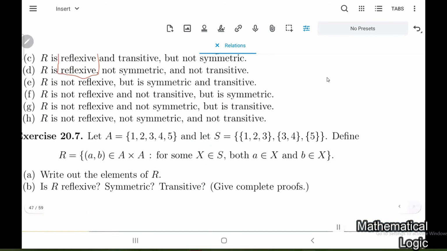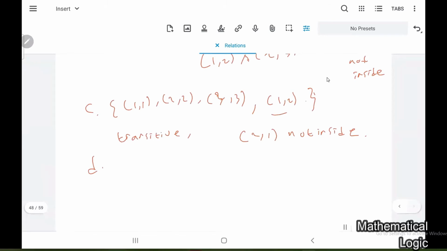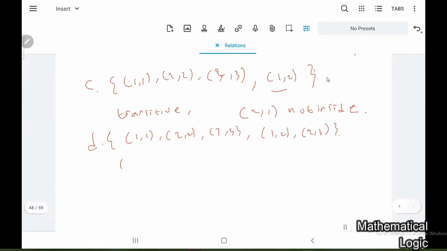And next, for D: reflexive, not symmetric, not transitive. So we just try to add one more from point C: 3,3, and then 1,2. Maybe we can add more, to make it not transitive, right? So we can add more to 3, maybe. From here, we know that 2,1 is not inside, so it's not symmetric.